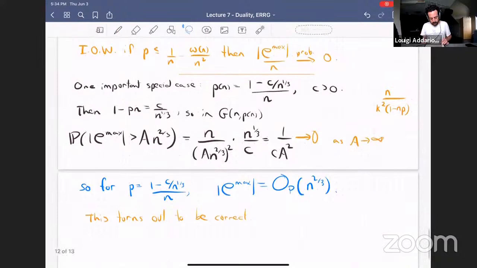Okay, so I can't quite show you that it's tight yet, but it is. Once you know that this is the correct order of magnitude, it's striking that you can derive it using such a simple argument.